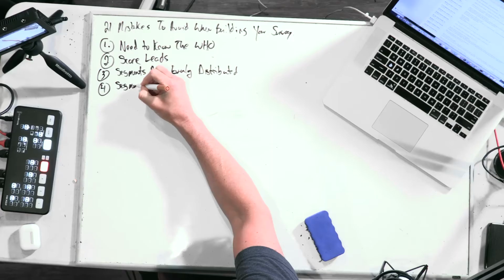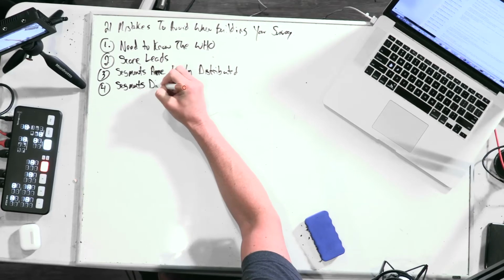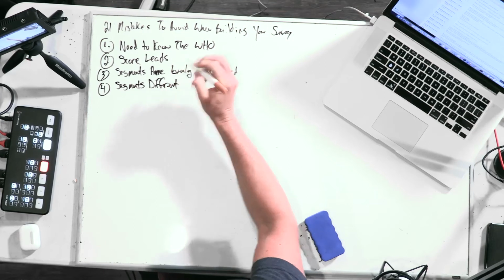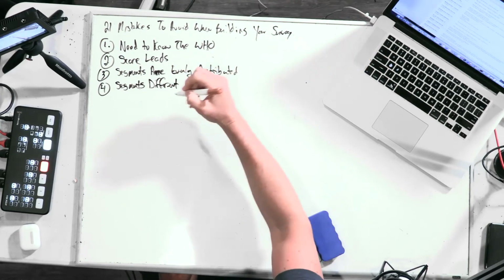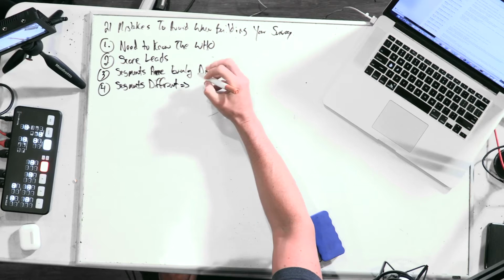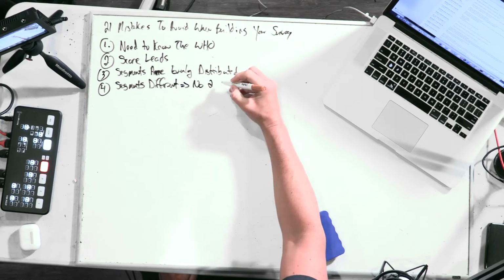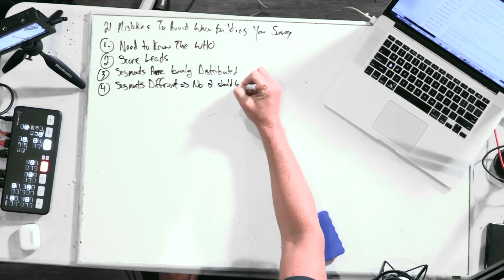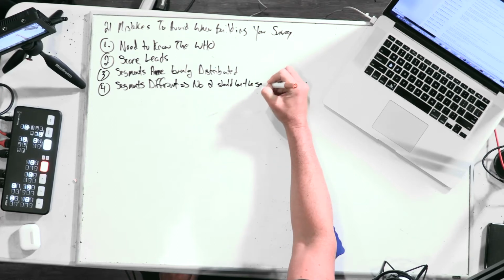Number 4, you want your segments to be different. Okay? No 2 should be the same. What does that mean? When you have one primary segmentation question, you don't want somebody landing on that question where they can fit into more than one of those segments. They have to be extremely different.